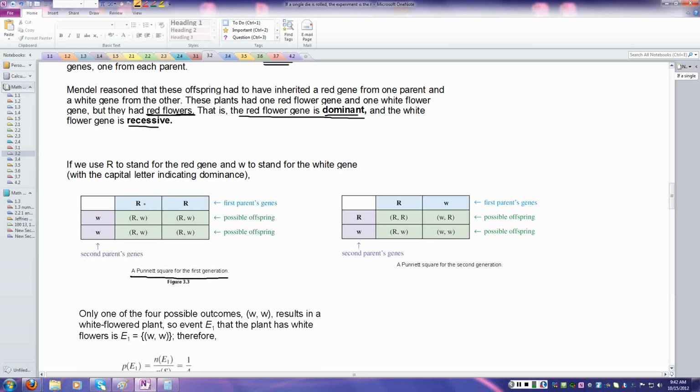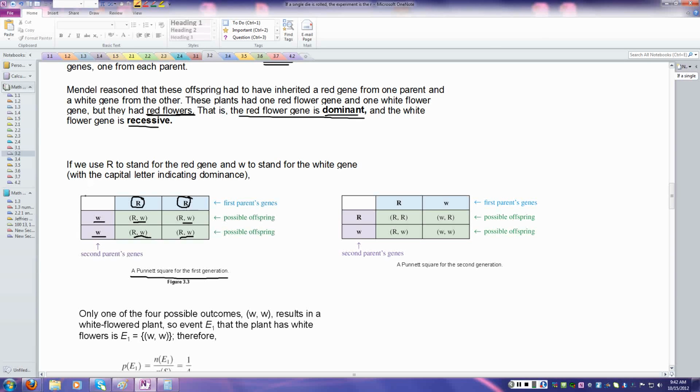So he took a pure red plant, so it had RR, and a pure white plant, WW, meaning that the generation of the parents had only come from red flowers, and the generation of the white ones had only come from white flowers. And it turned out you always got a red flower. When you crossed a pure red with a pure white, you always got a red flower, because red is dominant.